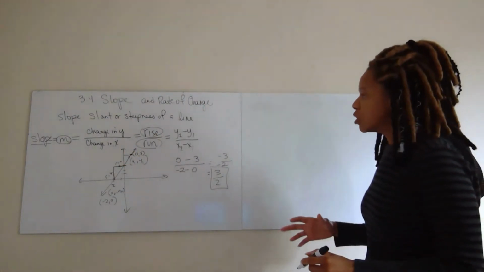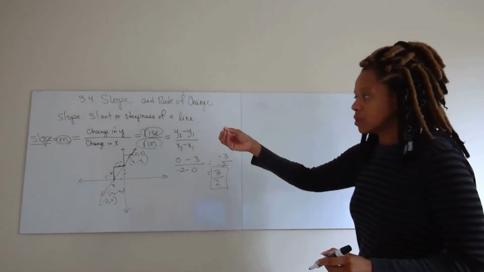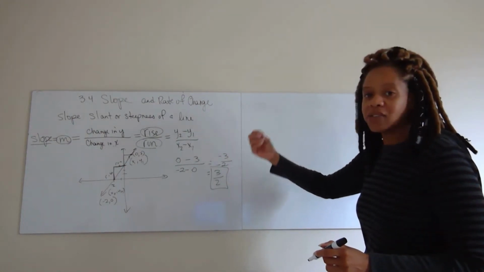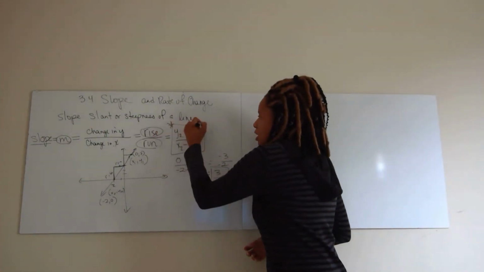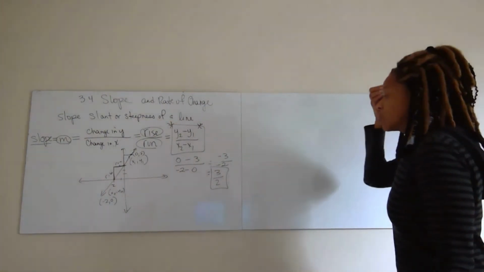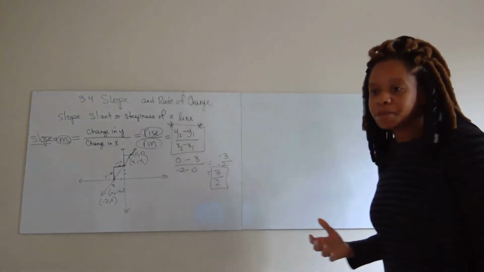Okay, so the slope is always going to be represented by an m. It represents the change in the y's over the change in the x's, which is a rise over a run. And what you want is the formula. So given two ordered pairs, you should be able to identify the slope of the line.